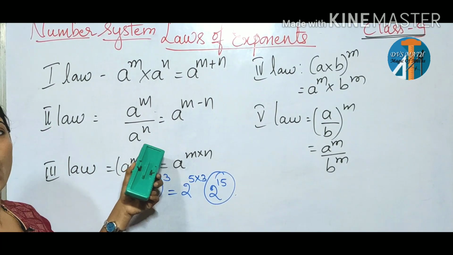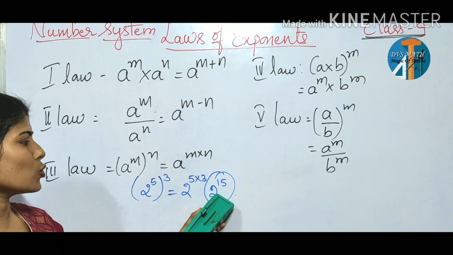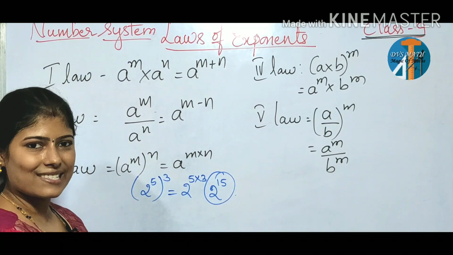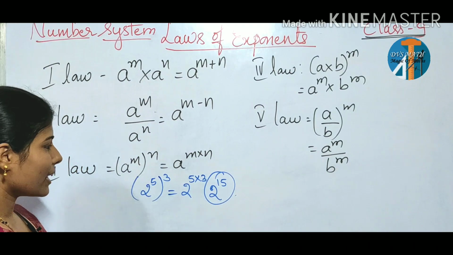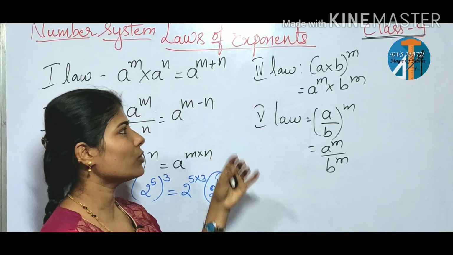So a power m whole power n, we can write it as a power m into n. These are all things you learnt in 8th standard. We are just revising again. So 2 power 15. Now let us go for the fourth law.